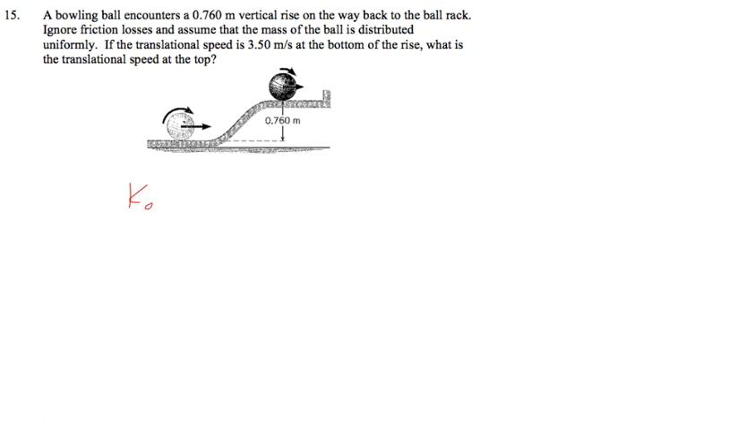Now, we've got two KOs. We have translational and rotational. So I'm going to write KO translational plus KO rotational plus UO. I'll put W in. I know it's 0, but I'm just going to put the whole equation. Equals KF translational plus KF rotational plus UF. So there's my generic equation.